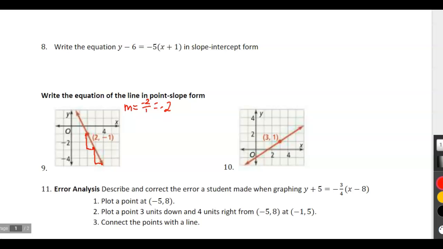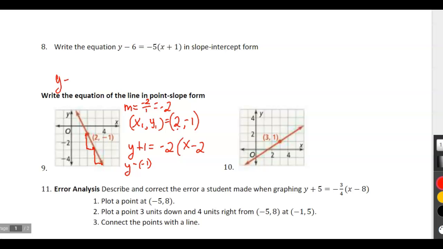It gave me a point. My point we write as x1, y1, which in this case is just 2, -1. So write it in point slope. Y minus a -1, so that becomes a +1, equals my slope, -2, times x minus x1, which is the 2 right there. Remember, the reason this is y plus 1 is because I'm subtracting that -1 from over here.